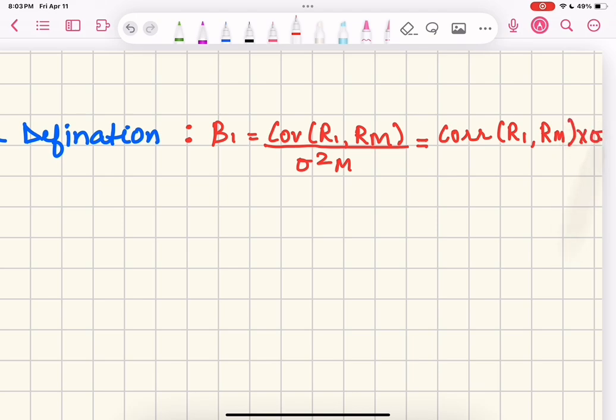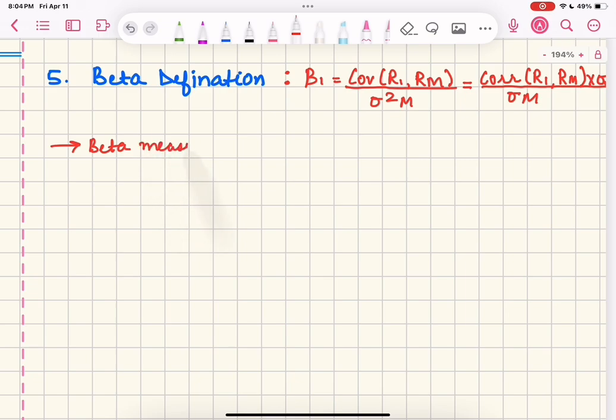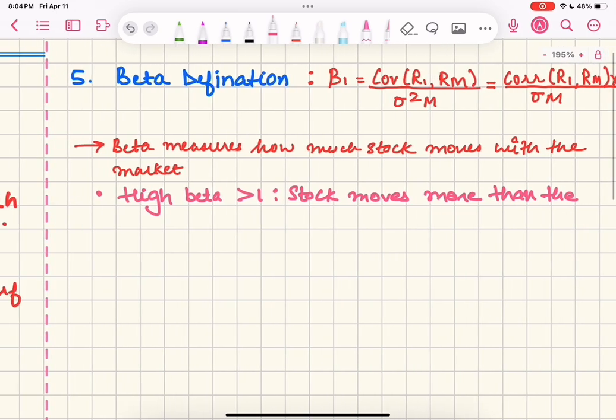So there are two forms of this. First is covariance and then the other one is correlation. So beta is key in understanding how sensitive your investments are to market movements. So high beta, more than 1, means it moves more than the market. So basically higher risk, higher potential reward.